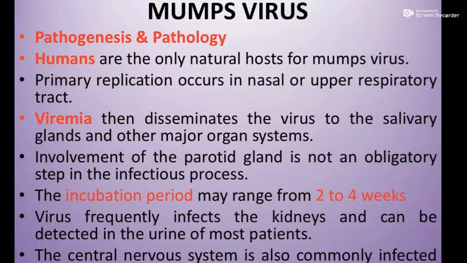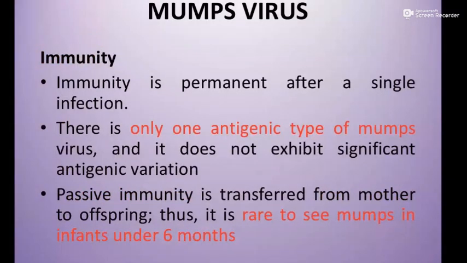Also, the CNS also commonly infected. مثل ما قلنا, genitourinary and the CNS. ثلاثة أشياء. Salivary glands, genitourinary, and the CNS. Immunity. من يتكون عندنا infection, لح يصير lifelong immunity. Immunity is permanent. ليش؟ لأنه only one antigen.